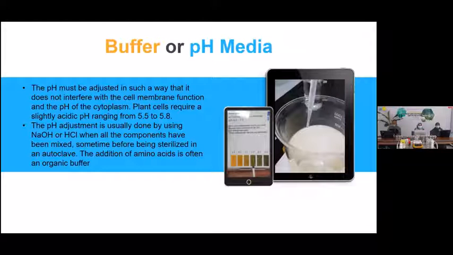When all the components have been mixed, sometime before being sterilized in autoclave, the addition of amino acid is often an organic buffer.